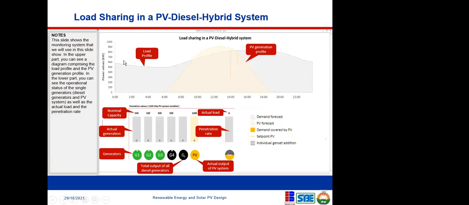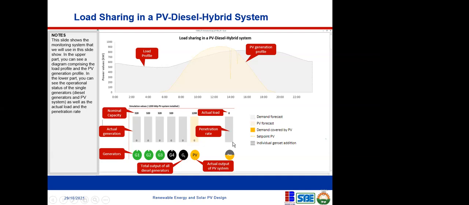So this is our load profile, the gray area and the dotted line. Now this is the PV generation profile. This other portion is the PV generation profile. Here you have generator 1. These are generators: generator 1, generator 2, 3, 4. Now this is the total output from the generator, that is this bar that you're seeing here. And this bar is the actual output of the PV system. That's what this bar does.